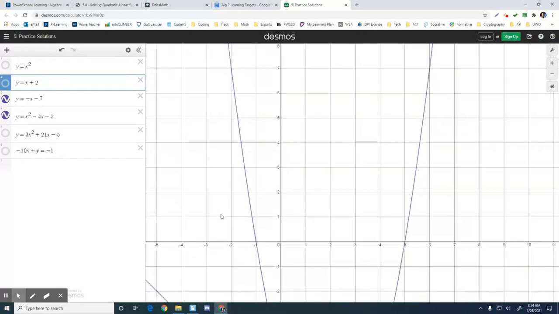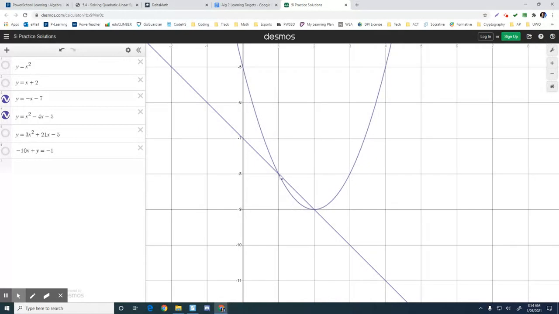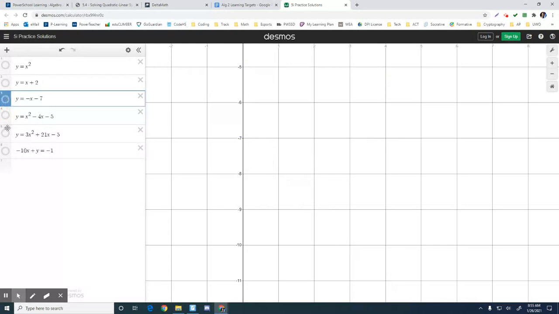Squared minus 4x minus 5. See down here, there are still 2 solutions. Did anyone get 1, -8 and 2, -9? Yes. Good, good. And the last tricky one.